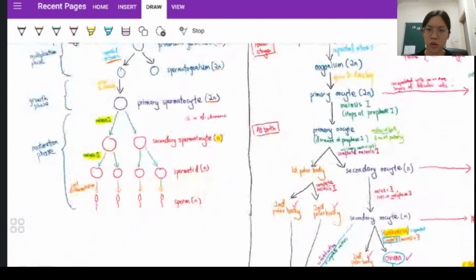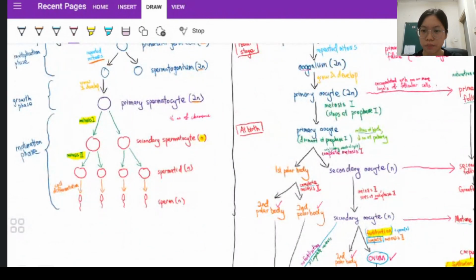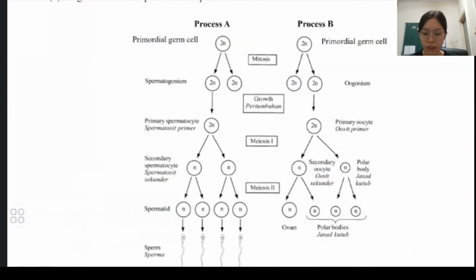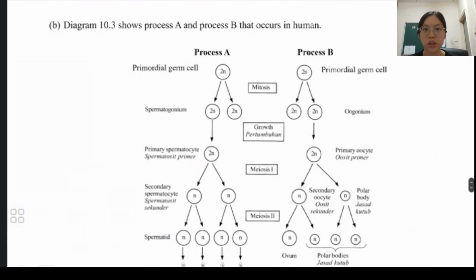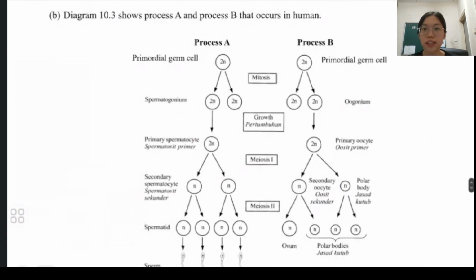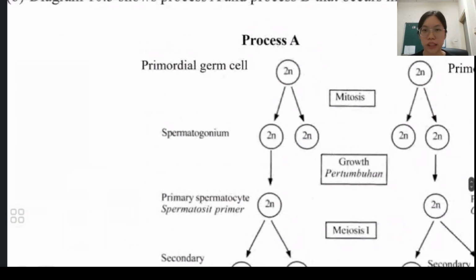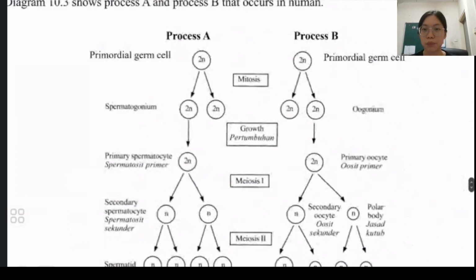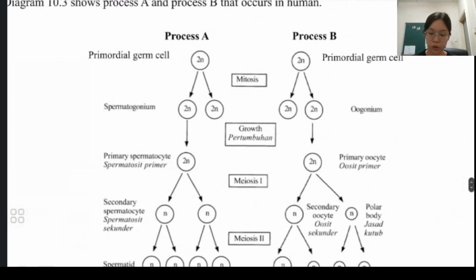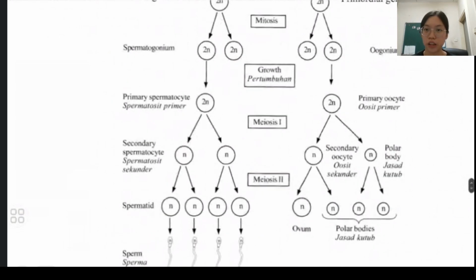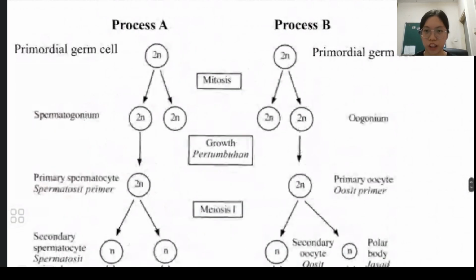Now let's take a look at the comparison right here. This is one of the trial papers. Process A, process B. Process A, can you see there's a sperm word? It's basically spermatogenesis. Process B is oogenesis. So these are all the processes right here. It's a more complete version.